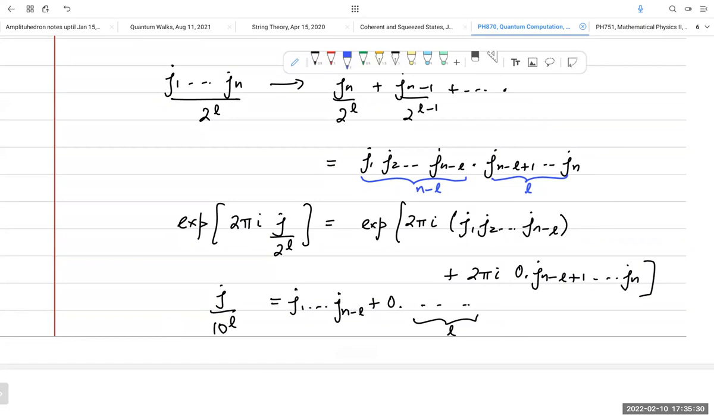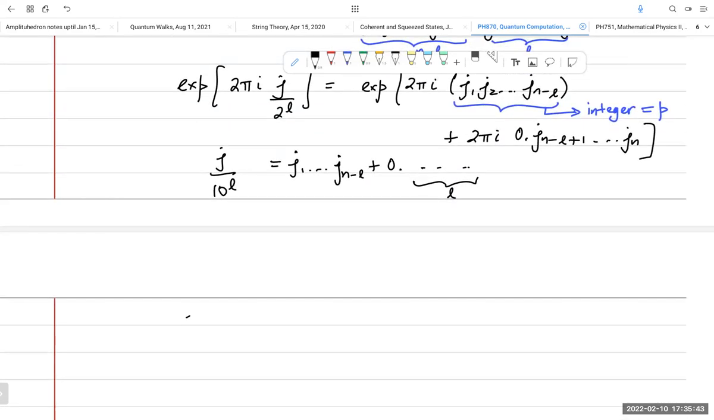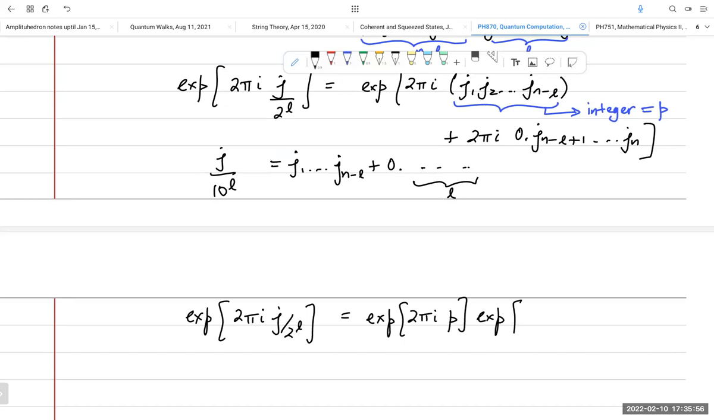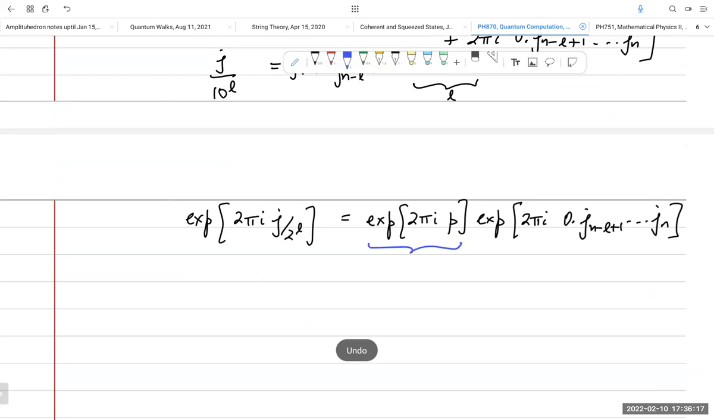Okay. So now this quantity, what is this? This is an integer, let's call it p. So what happens to our phase factor? Our phase factor, exponent 2 pi I j over 2 to the L, becomes exponent 2 pi I times an integer p times exponent 2 pi I, and then this binary decimal. And what is this exponent of 2 pi I p equal to, where p is an integer? It's 1, right?